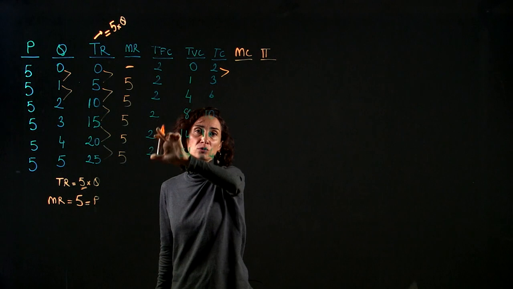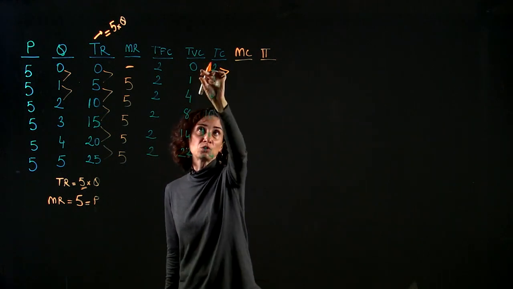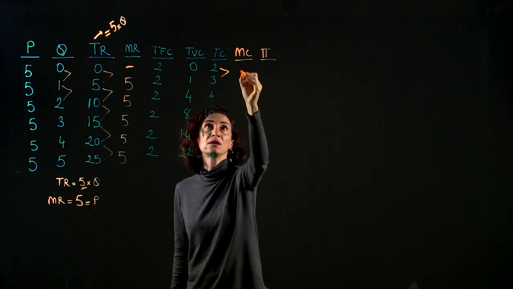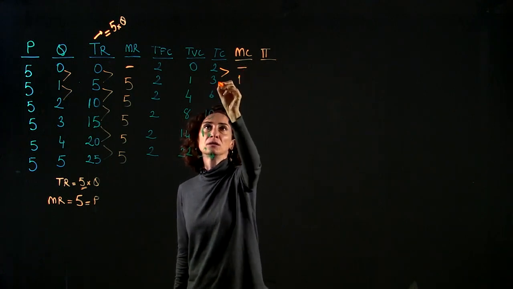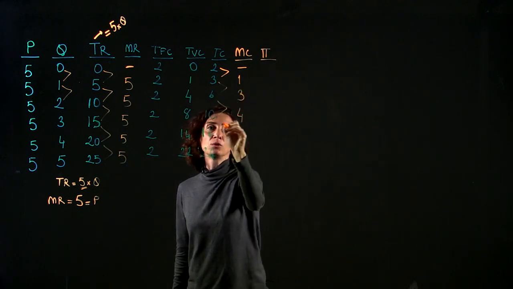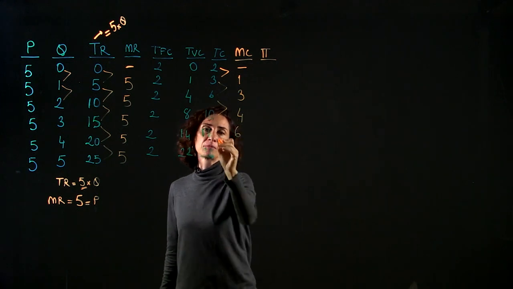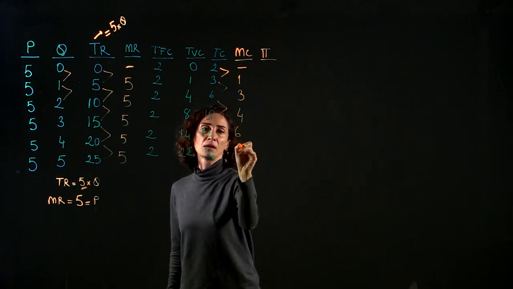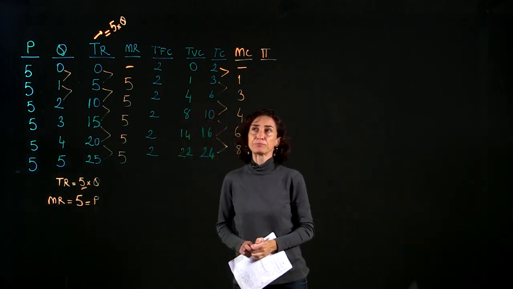This component of total cost is fixed. So you would find the same number if you just look at the changes here. Okay, here, 1, 3, 4, 6, and 8. A marginal cost that is going up.